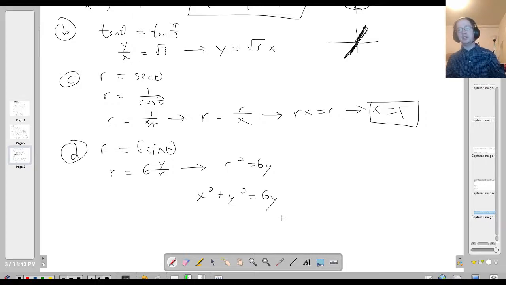Now at this point, this is a non-standard form equation for a conic. I just need to think, what kind of conic is this, and how can I get it into standard form? So go ahead and pause the video, see if you can get this guy in standard form, and decide what it is.